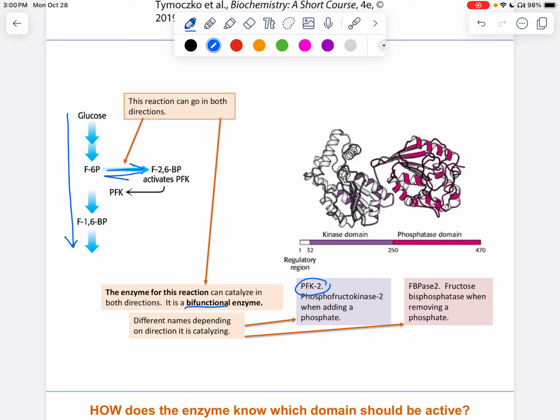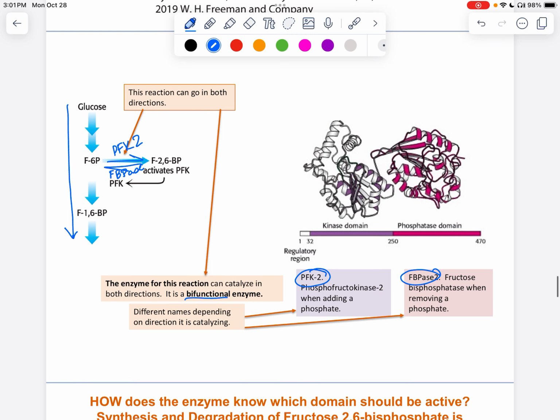We called it PFK2 if we were making the fructose 2,6 bisphosphate. Okay, that's the kinase. Or we called it fructose bisphosphatase if we were going back. And that's really where we left it as we talked about glycolysis.